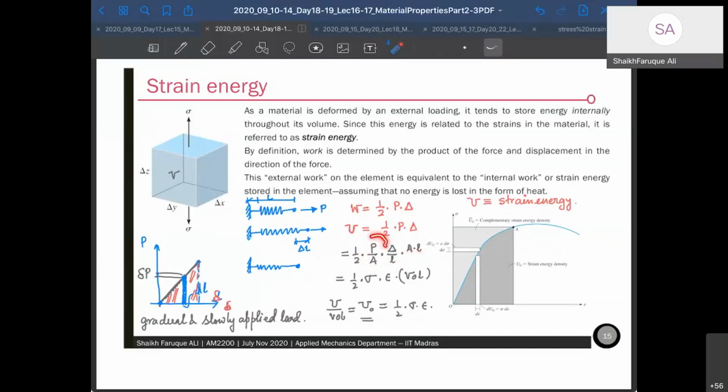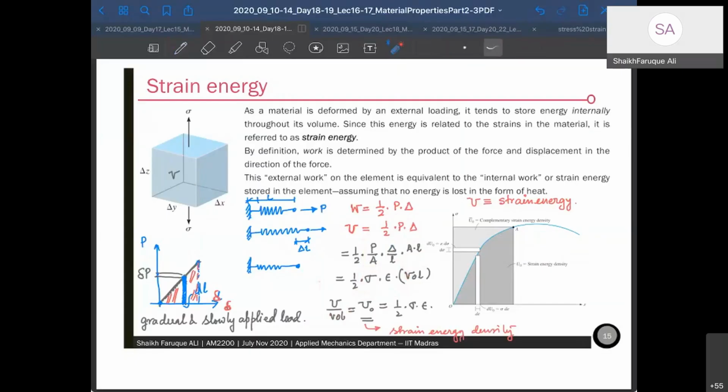Now P by A for an axial member is stress, and delta L by L is epsilon, that means the strain, and A into L is the volume. Then I can bring this volume to the left hand side and divide the total strain energy by the volume, which we call strain energy density. And as you can see, strain energy density is now not a property of the load, neither a property of the deflection.